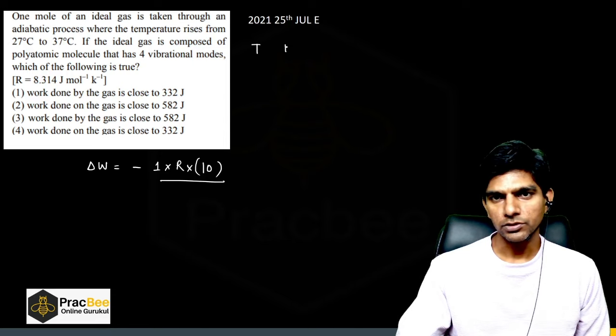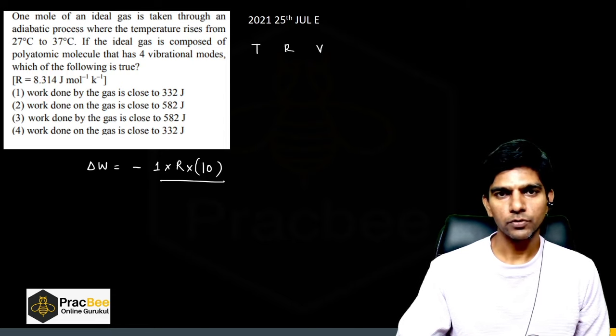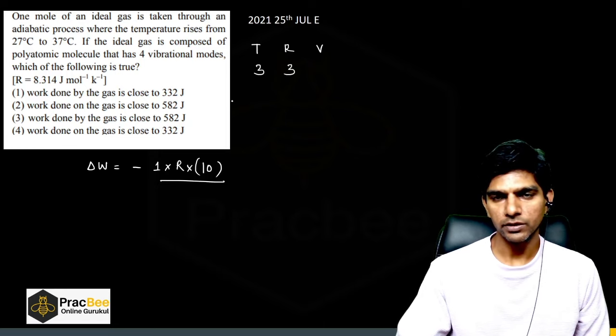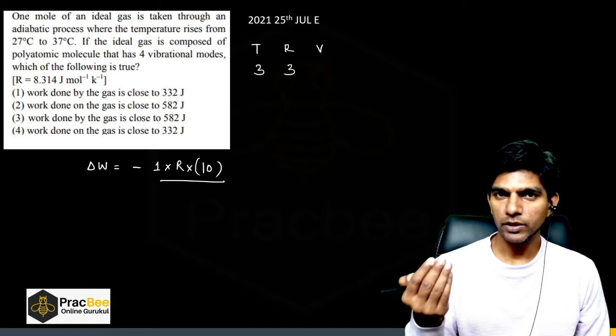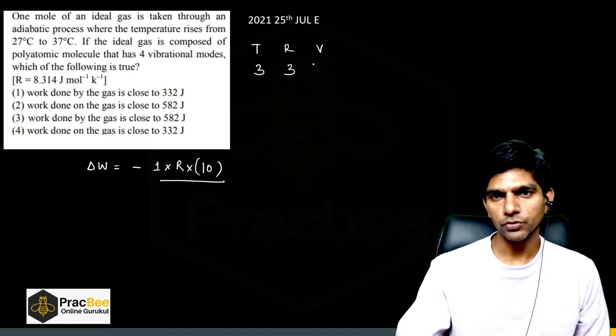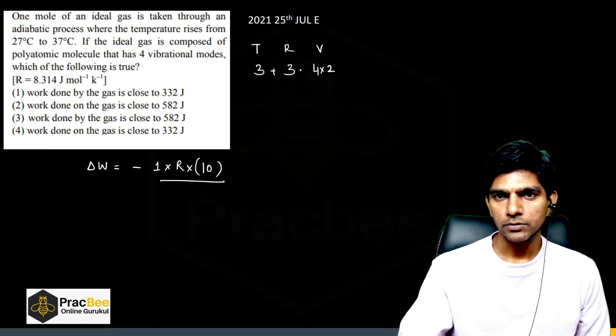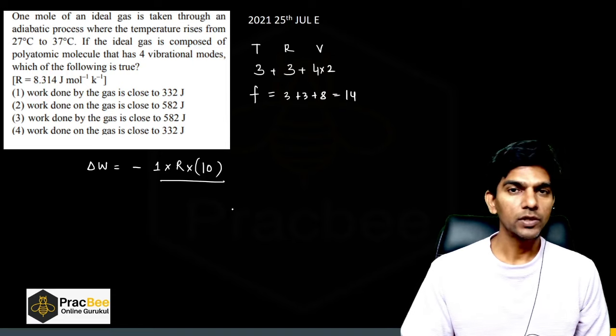So we have translational, rotational, and vibrational. For polyatomic, there are 3 modes of translation, 3 degrees of freedom of rotation. And if we have 4 vibrational modes, for a given vibrational mode, there are 2 degrees of freedom. So 4 multiplied with 2. So we can say the degree of freedom for this polyatomic molecule will be 3 plus 3 plus 8. So it will be 14. So F will be 14.